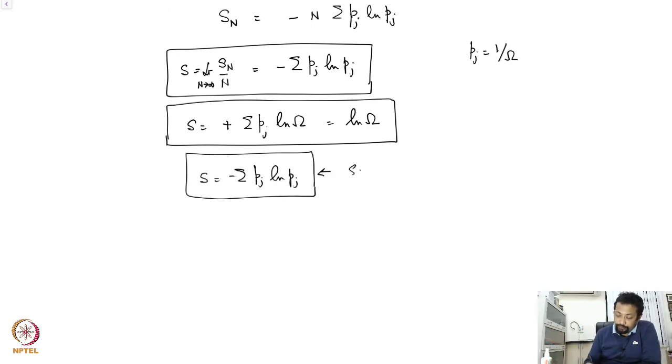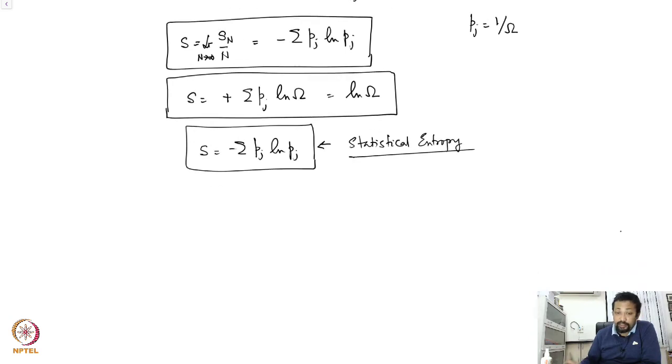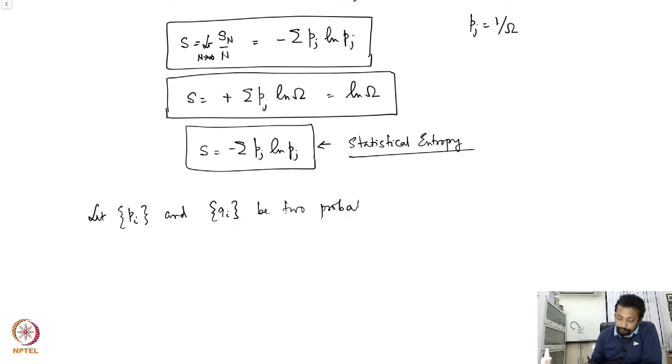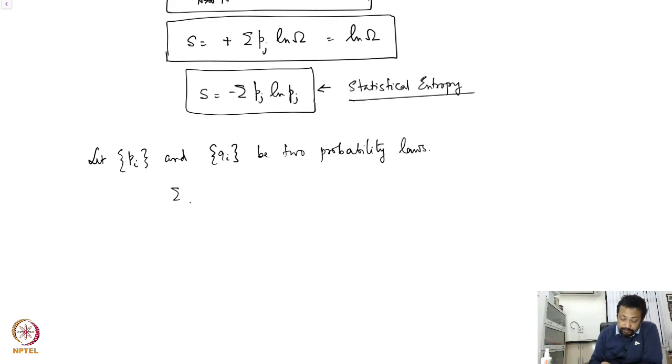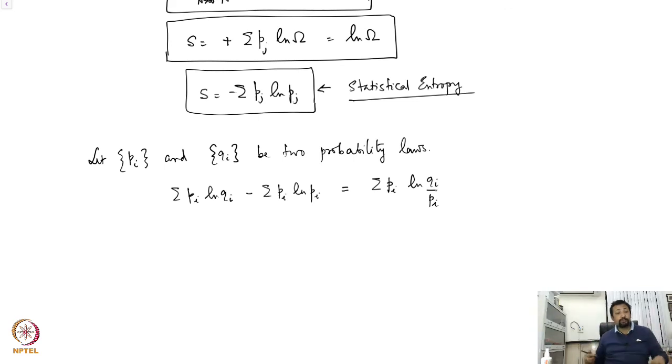Now this is what we call the statistical entropy. And this statistical entropy has certain characteristics, right? So first, let pi and qi be two probability laws. Then we consider sum over pi ln qi minus sum over pi ln pi. Correct? Now I can very nicely write this as sum over pi ln qi over pi. You will see in a moment why I judiciously chose my left hand side. I'm motivated towards a certain thing I want to show.